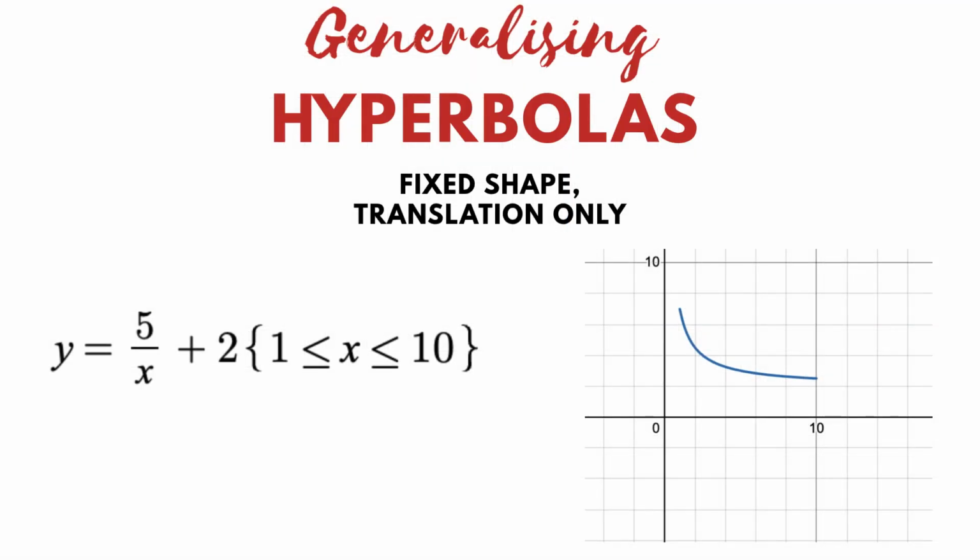Now let's look at trying to generalize hyperbolas. Here we're just going to be translating the shape, and it's going to be a fixed shape. We're not changing its scale or anything, we're just moving it around. In our general form, we looked at how we can use our a and b to move our graph around, and that is what we're going to be doing over here, and we're going to be playing around with a bit of domains as well. So let's get into it.